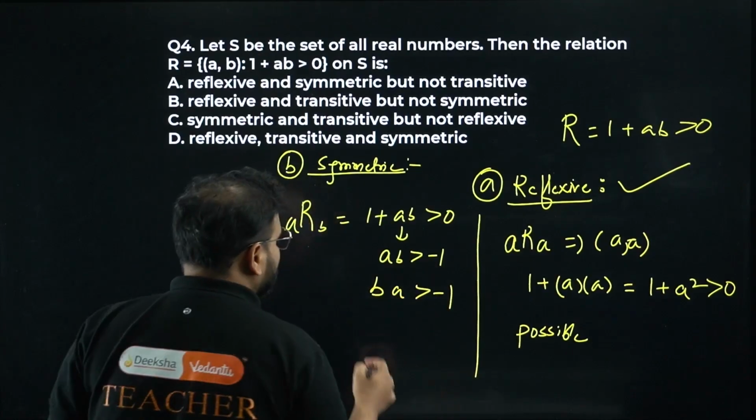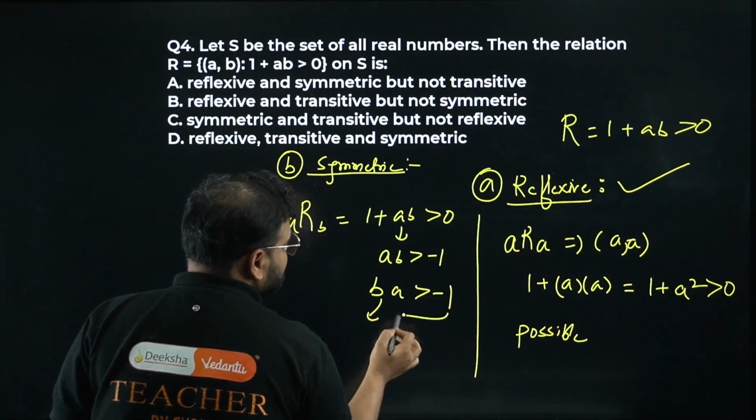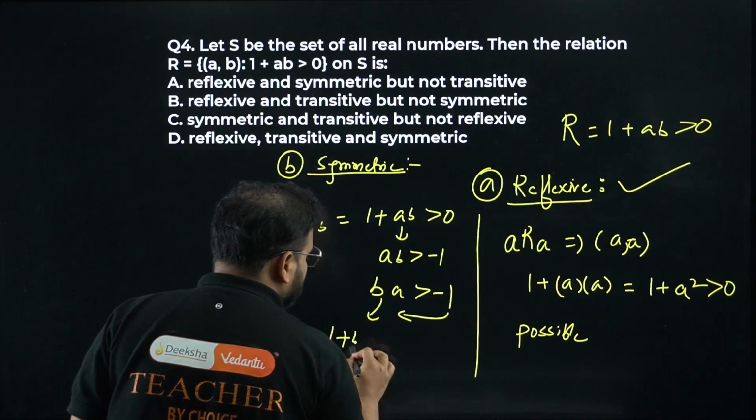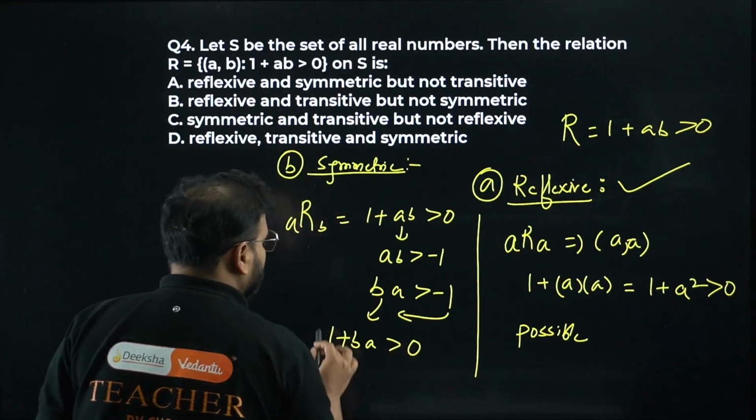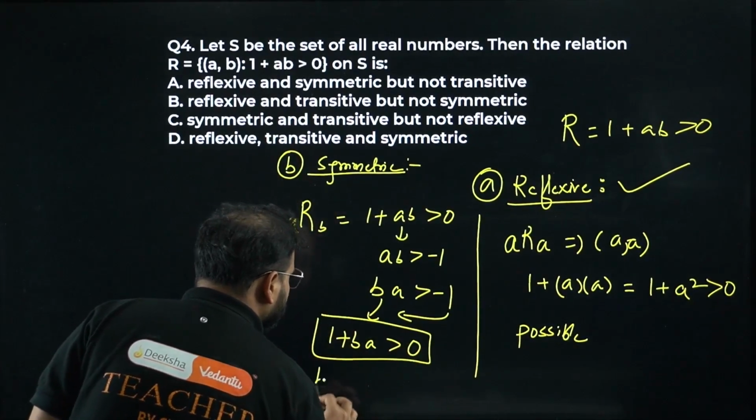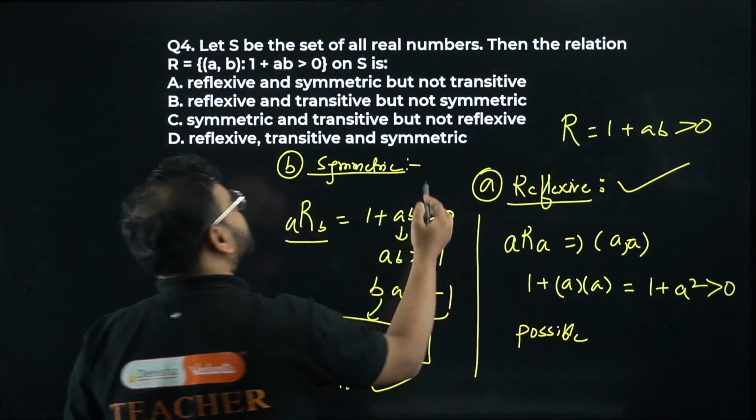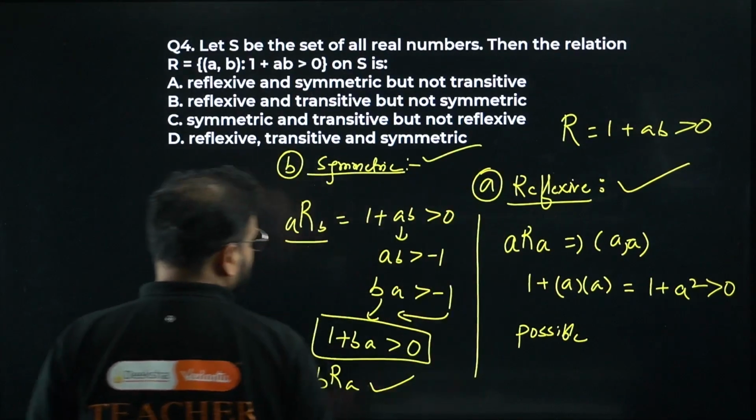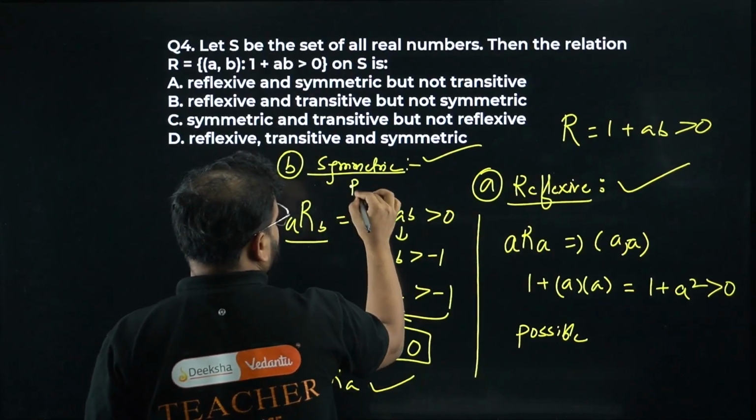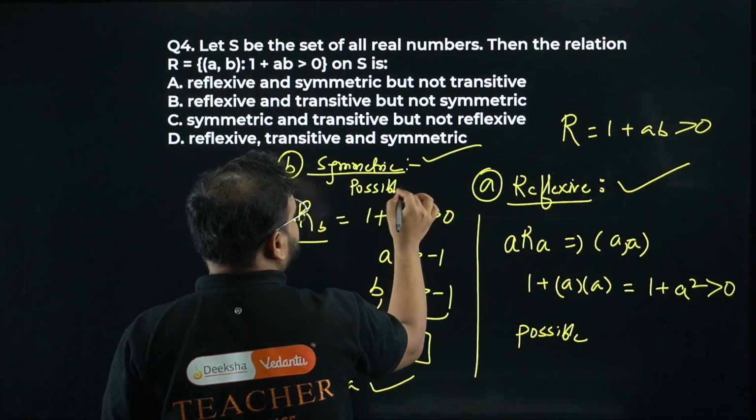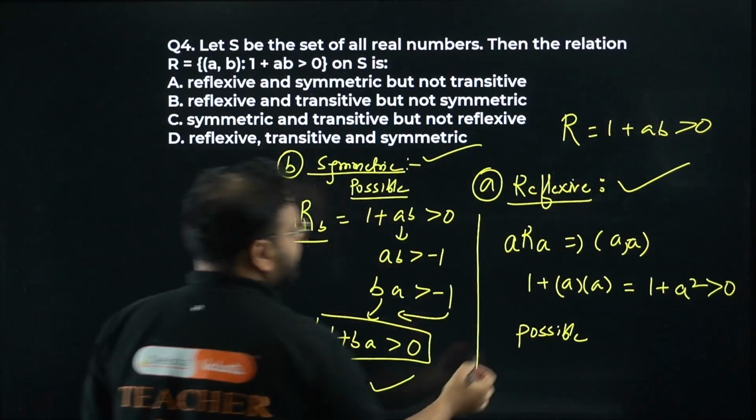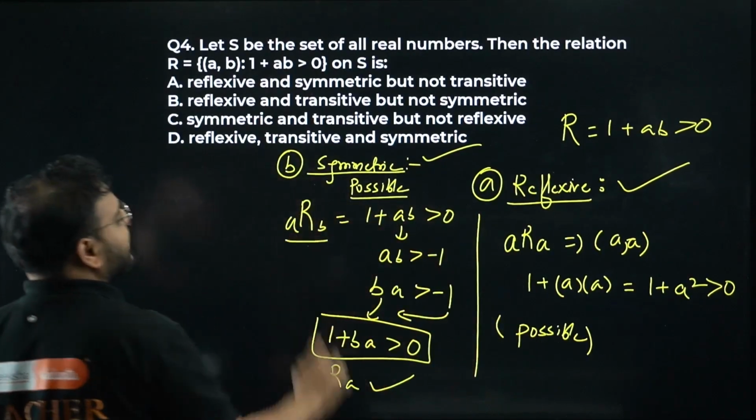In that case, what happens? Moving 1 to this side, I end up with 1 plus BA is more than 0, which justifies the condition for BRA. This was ARB, and BRA is also true. It means symmetric is also possible. I write over here: possible. Okay, so we have possible cases of reflexive and symmetric.